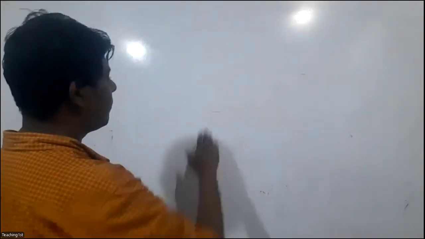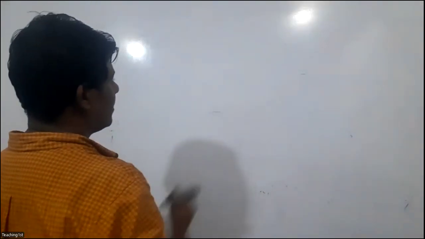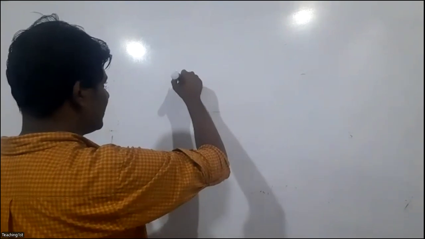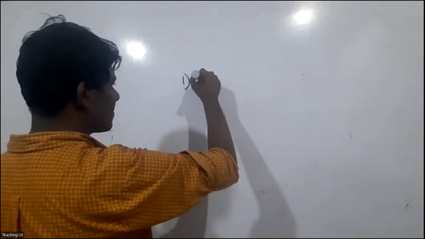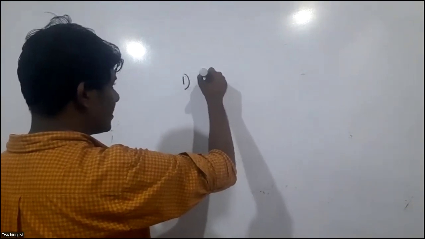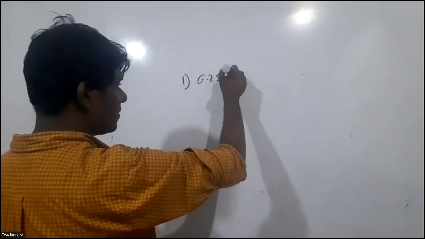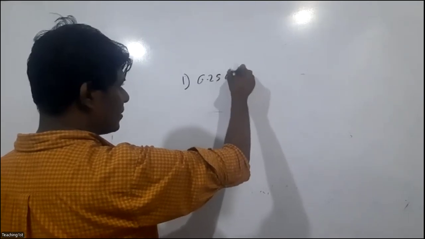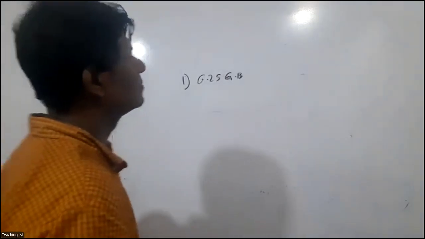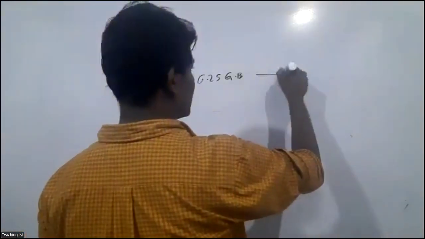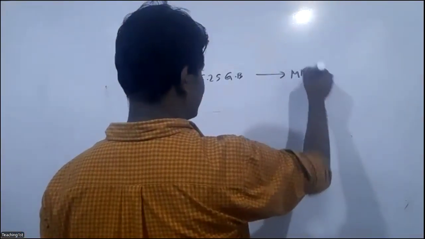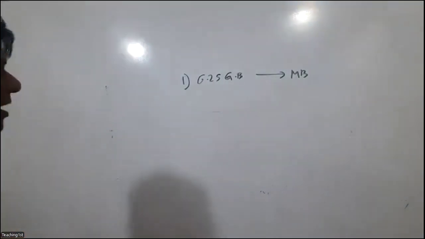Okay, have a really good look now. Now you have to convert these things. 6.25 gigabyte to megabyte. Gigabytes to megabyte.